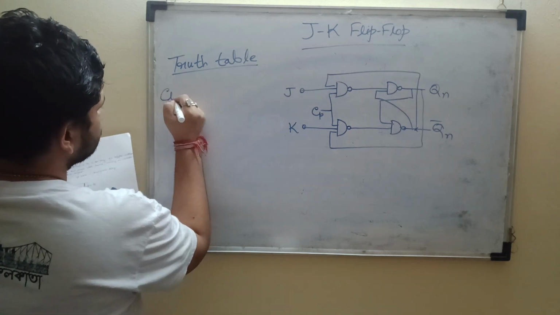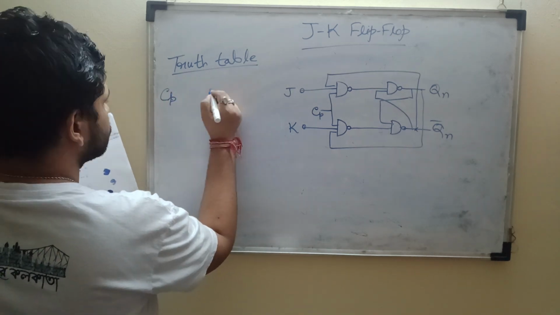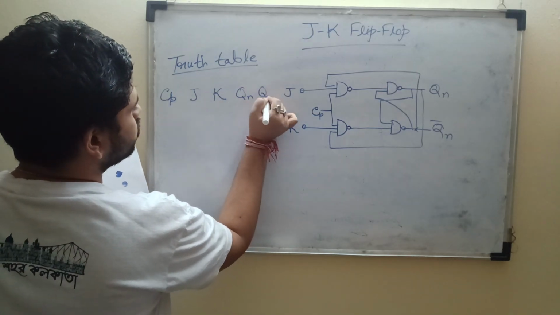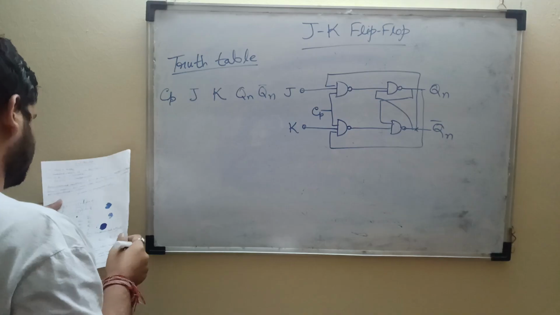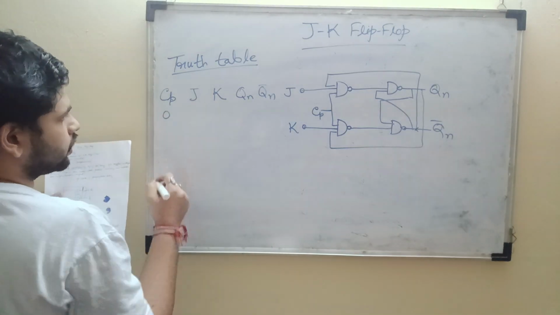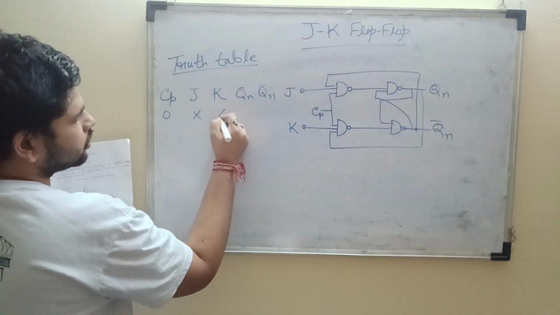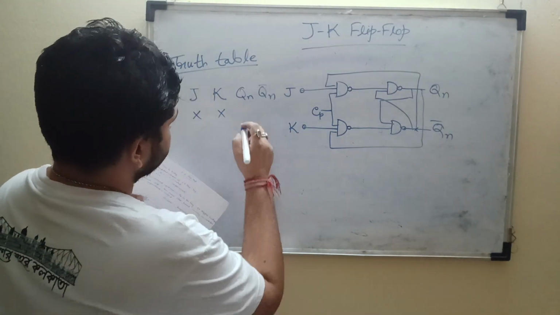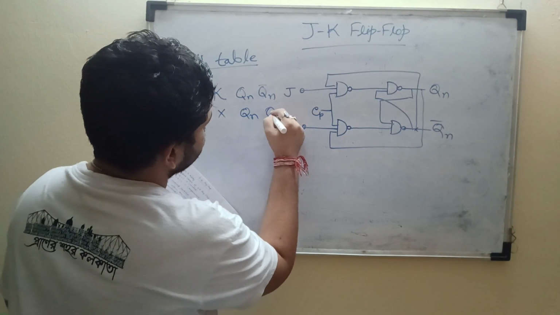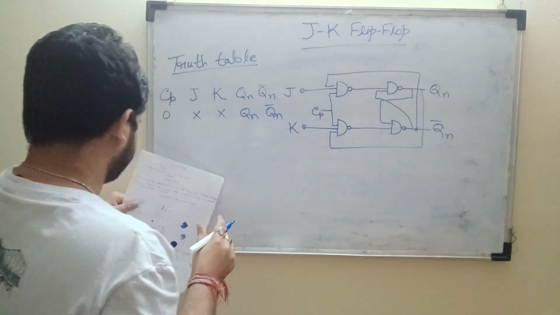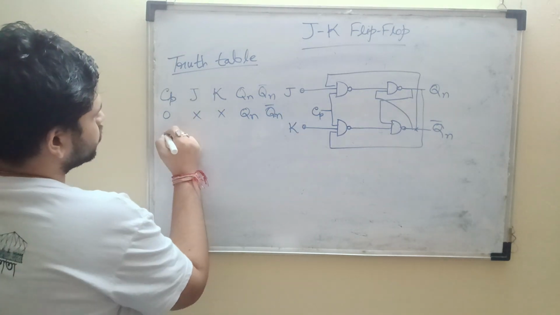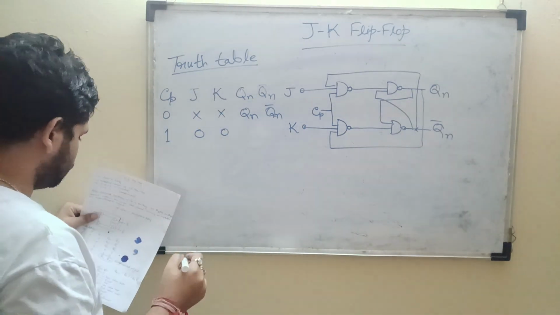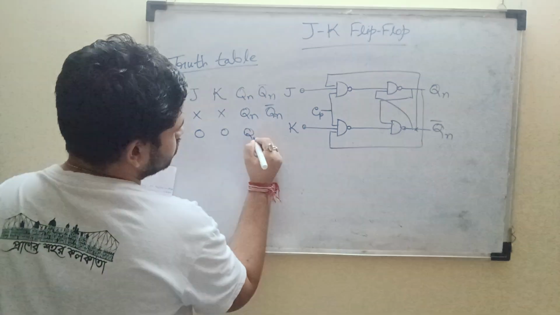The columns are clock pulse, J, K, and Qn bar. When the clock pulse is 0, there is no clock pulse, so the inputs are no longer important. They will show only the previous values. Now when the clock pulse is 1 and the inputs are 0 0, it will again show the previous values.